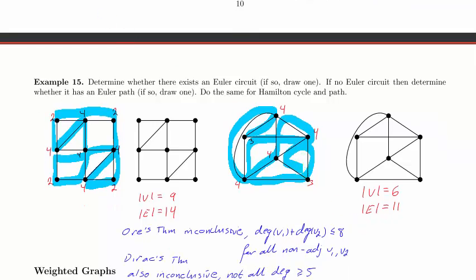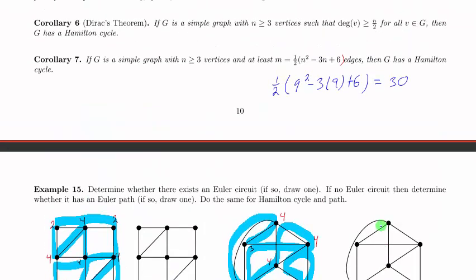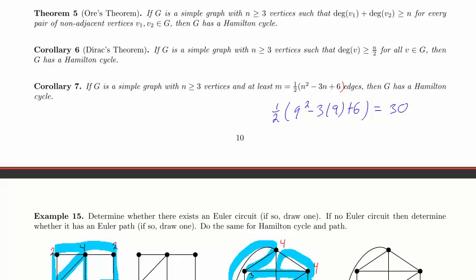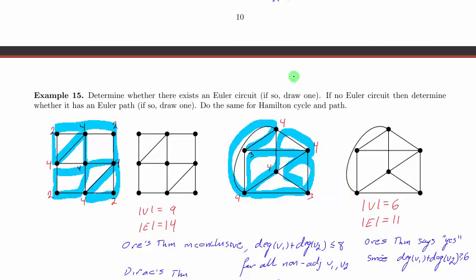So the degree of v1 plus the degree of v2 is always going to be greater than or equal to 6, even if they're not adjacent to each other. So that does work out. We have basically enough edges on enough of the vertices that it will work. So greater than or equal to 6 on all of those for, again, non-adjacent v1 and v2, but actually degree 1 plus degree 2 is greater than or equal to 6 anyway. So that guarantees that we have one.